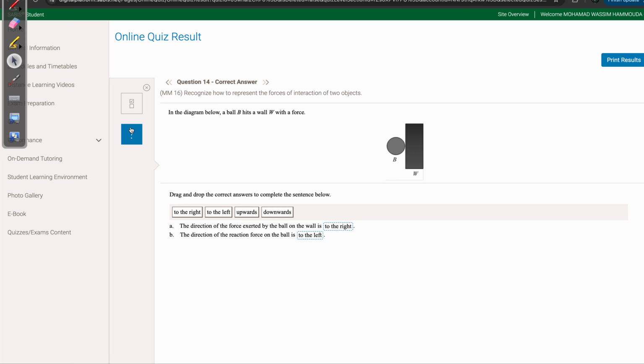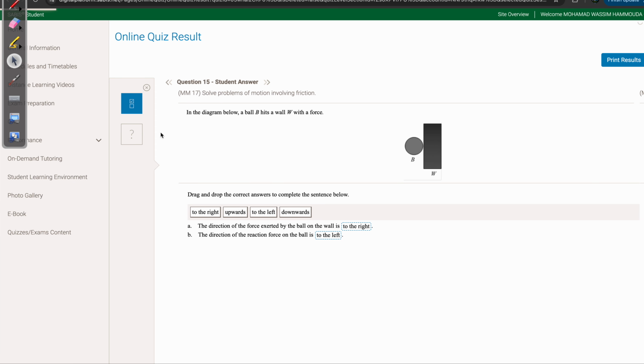Okay, the direction of the reaction will be the opposite direction of part A, so it will be to the left. Number 15.